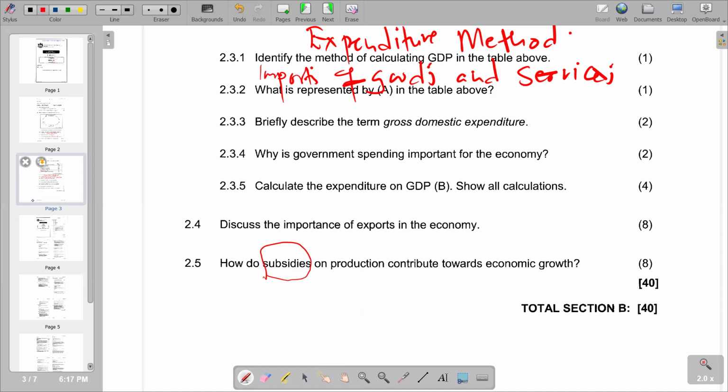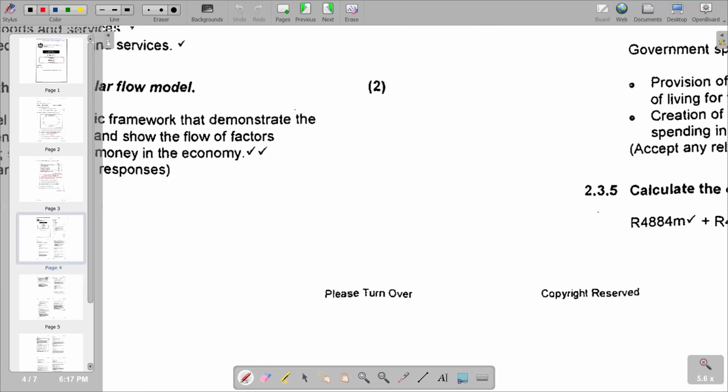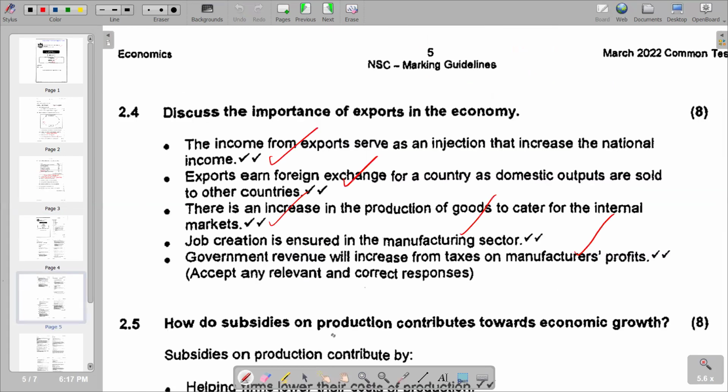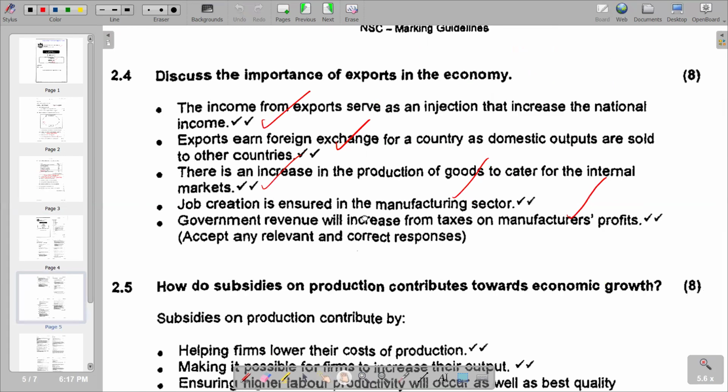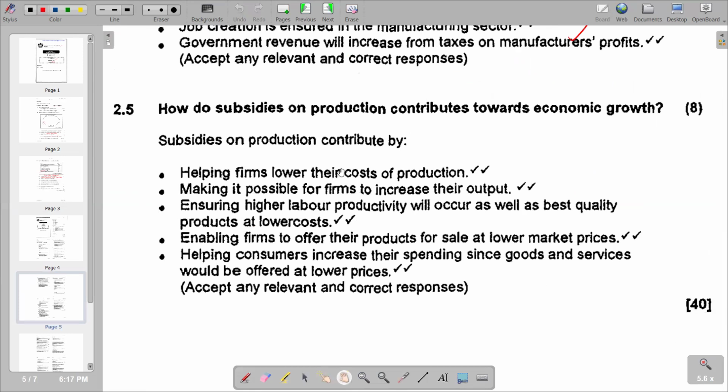So basically, we go to our other section trying to see the responses that we have, which is now our 2.5. So these are the responses that we have. So subsidies on production contribute by helping firms lower their cost of production. This is the first point that we have. And then next is saying making it possible for firms to increase their output and ensuring higher labor productivity, as well as best quality products at lower cost.